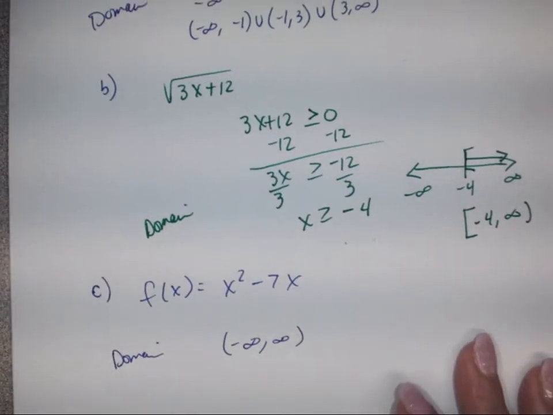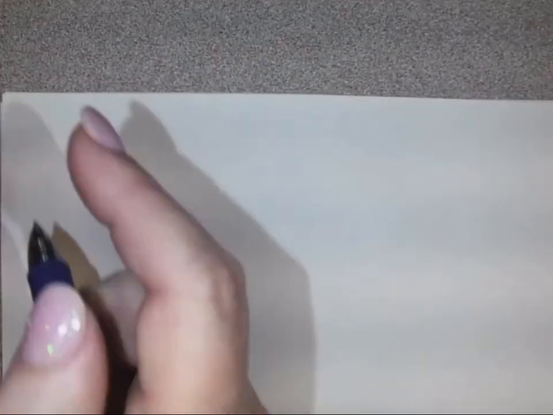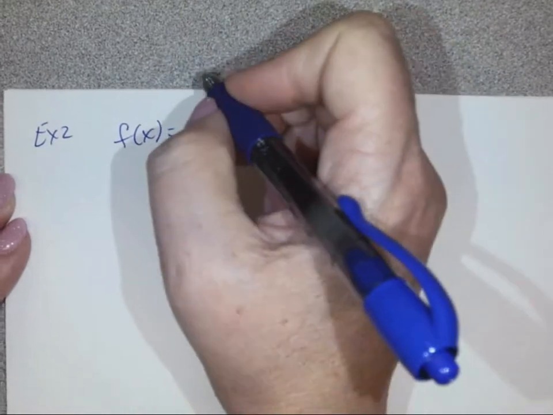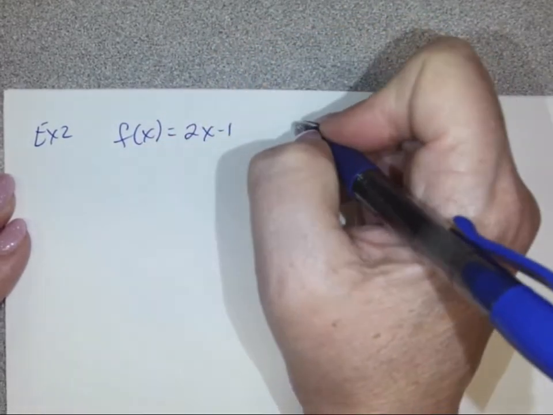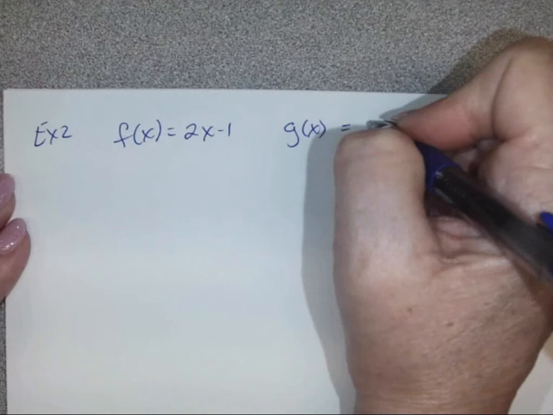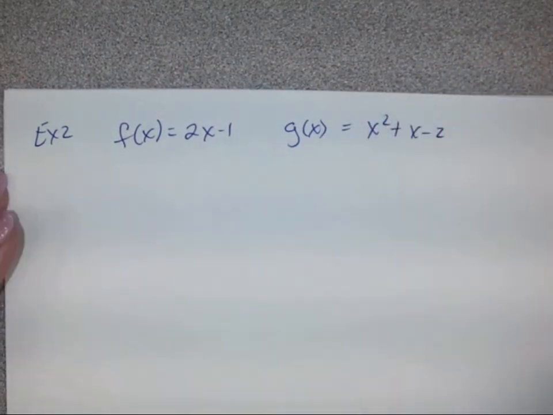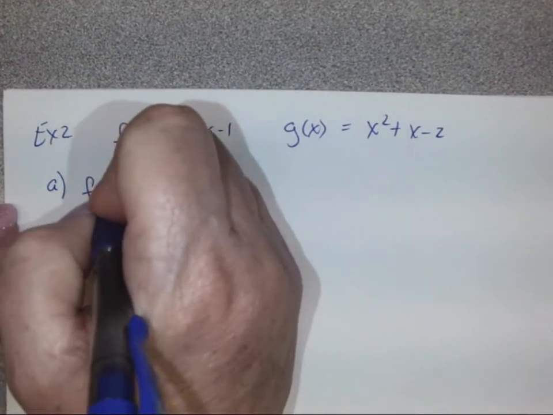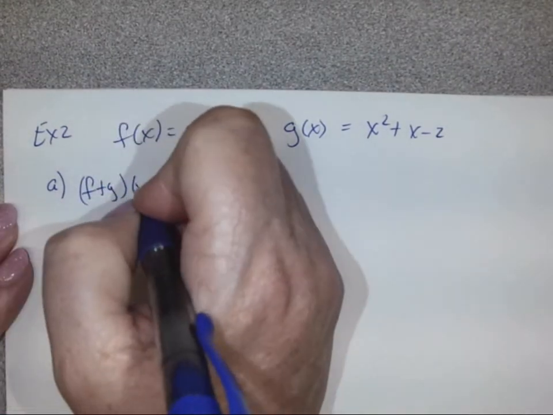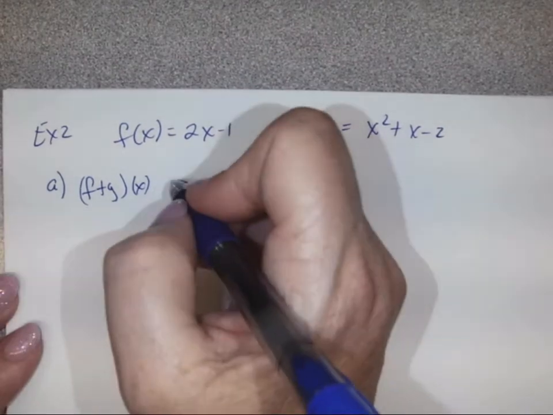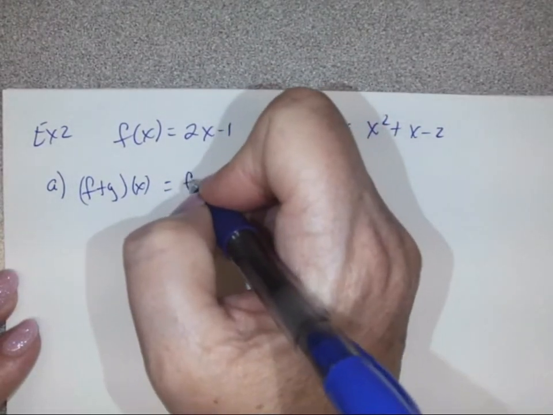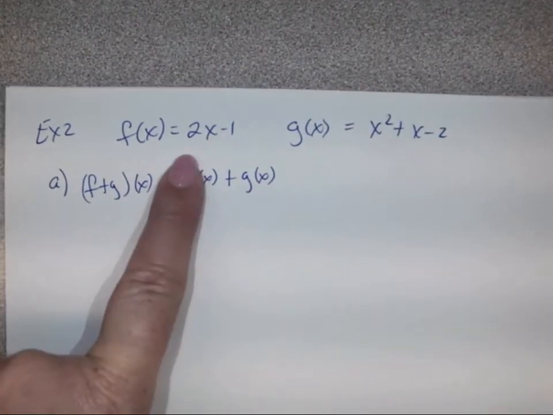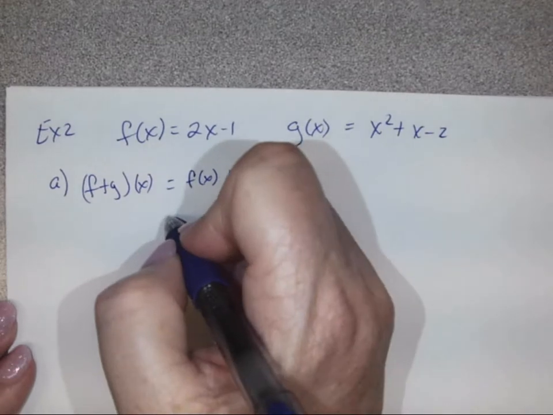All right, so let's look at example 2. So if we are given f of x is equal to 2x minus 1, and g of x equals x squared plus x minus 2. So the first part, we are going to find f plus g of x. Now remember, that's the same thing as taking f of x plus g of x. So we're going to take this function here and add that function there.